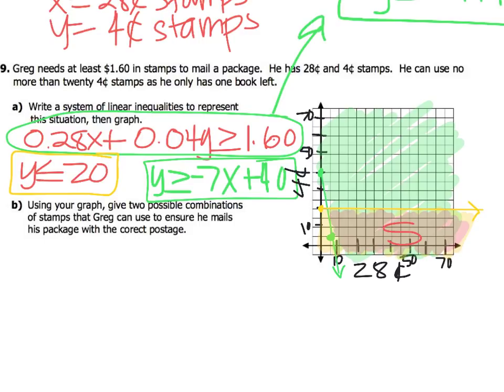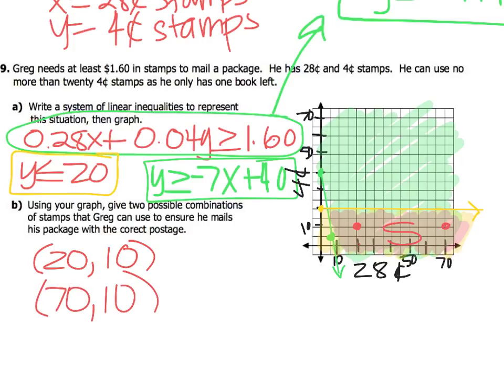Now, using our graph, we want to give two possible combinations of stamps that Greg can use to ensure he mails his package with the correct postage. So what you would want to do is just pick 2 points that fall in this solution area. So let's say, for example, 20, 10. That would be a solution. So if x is 20, y is 10. That is a solution to this, okay? Another solution would be 70, 10. Those are both solutions.